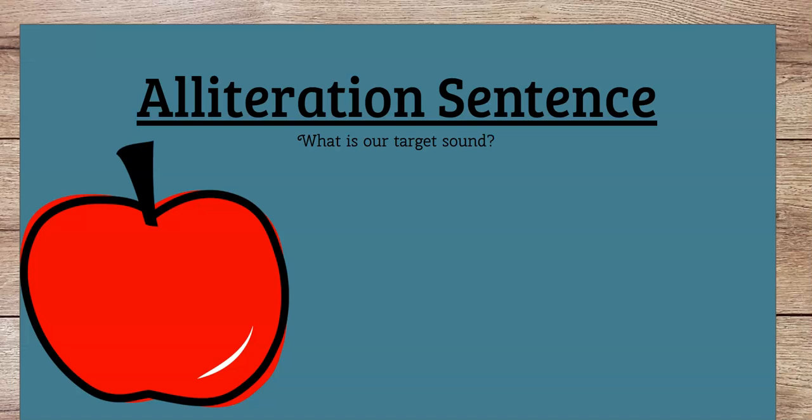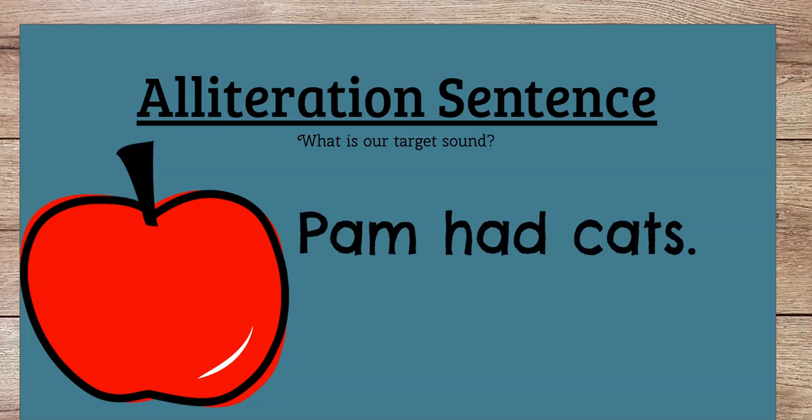What is that a picture of? What do you see? Right, you see an apple. So listen to these sentences and I want you to tell me what sound you hear. Are you ready? Pam had cats. You repeat it. Ready? Pam had cats.